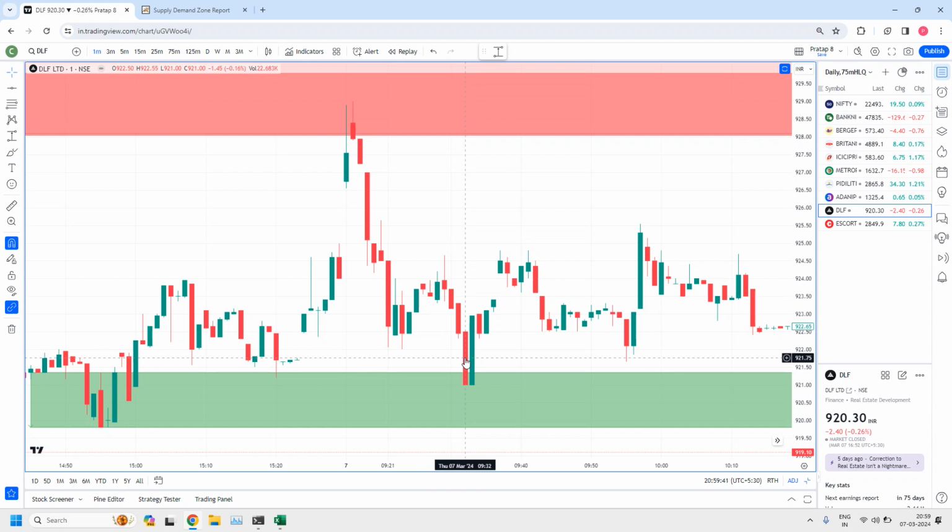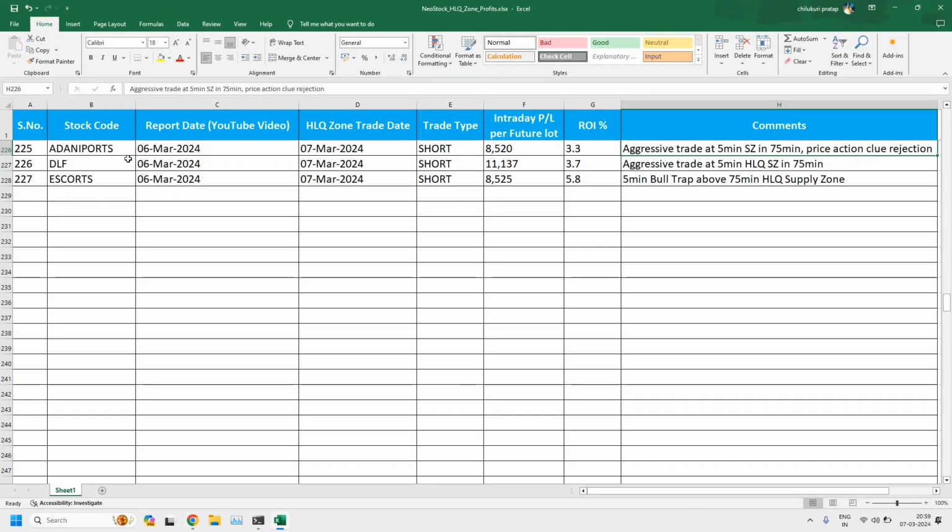So in 16 minutes you finished your trade. Just 16 minutes. So in 16 minutes you got a profit. How much profit did you get in DLF? 11,137 rupees profit, which is 3.7% ROI, return on the investment.